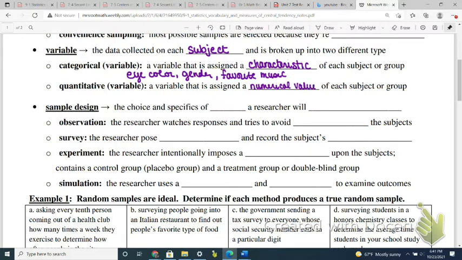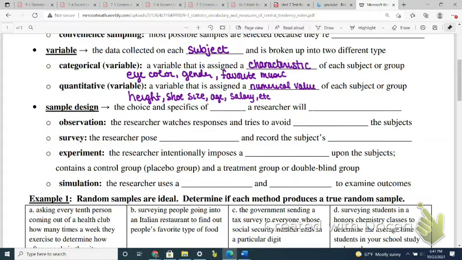That is, again, a numerical value of each subject or group. So this could be your height, your weight, your shoe size, your favorite number, your age, your salary. Anything that has a number will be quantitative, and anything that is a thing will be categorical.